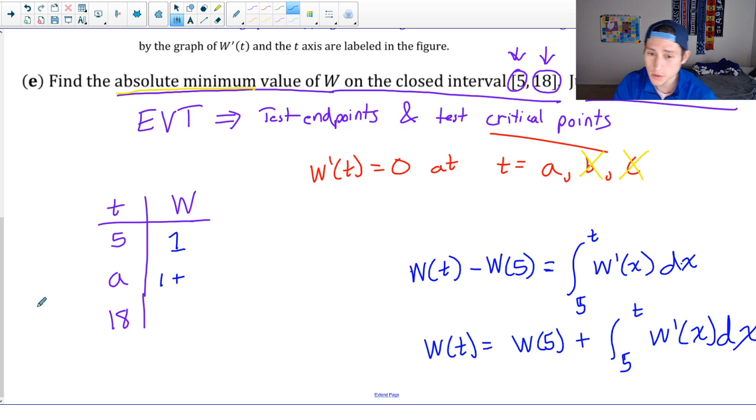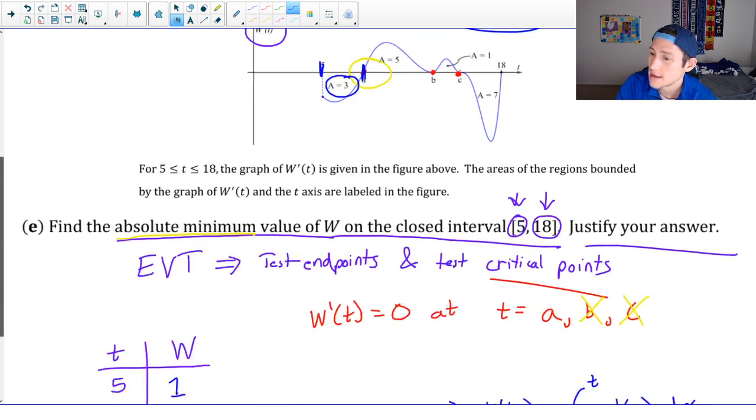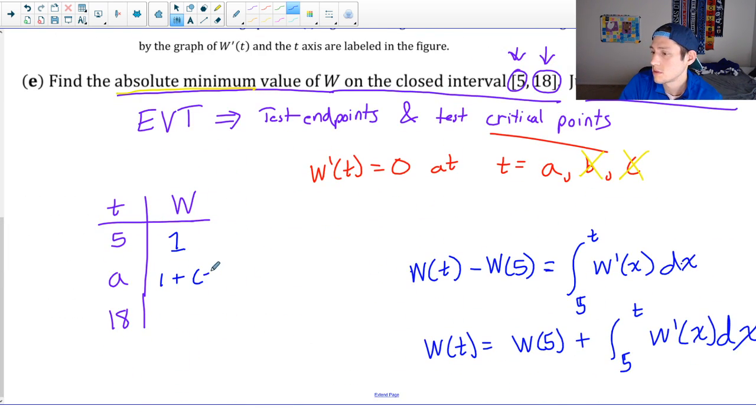All right, well, the integral from 5 to a represents the area under the curve from 5 to a. So between here and here, what is the area? Well, that's 3. And since the area is below the x-axis, that's a negative. So 1 plus negative 3, so negative 2.